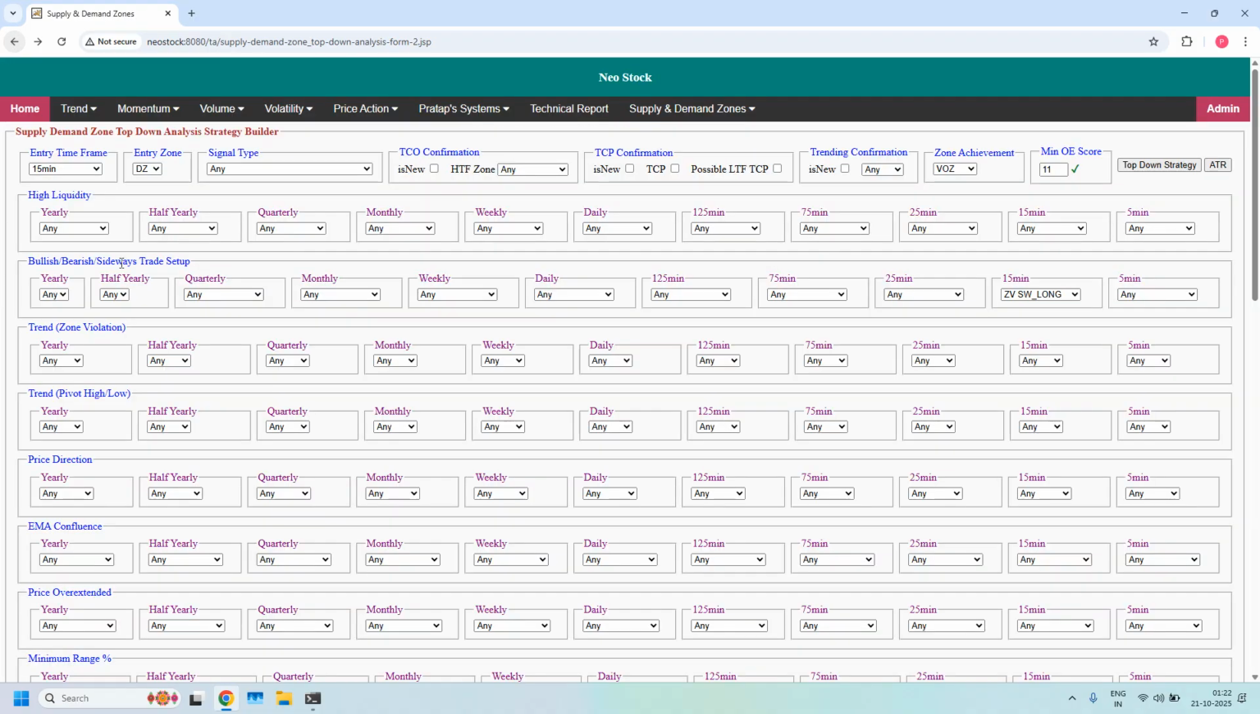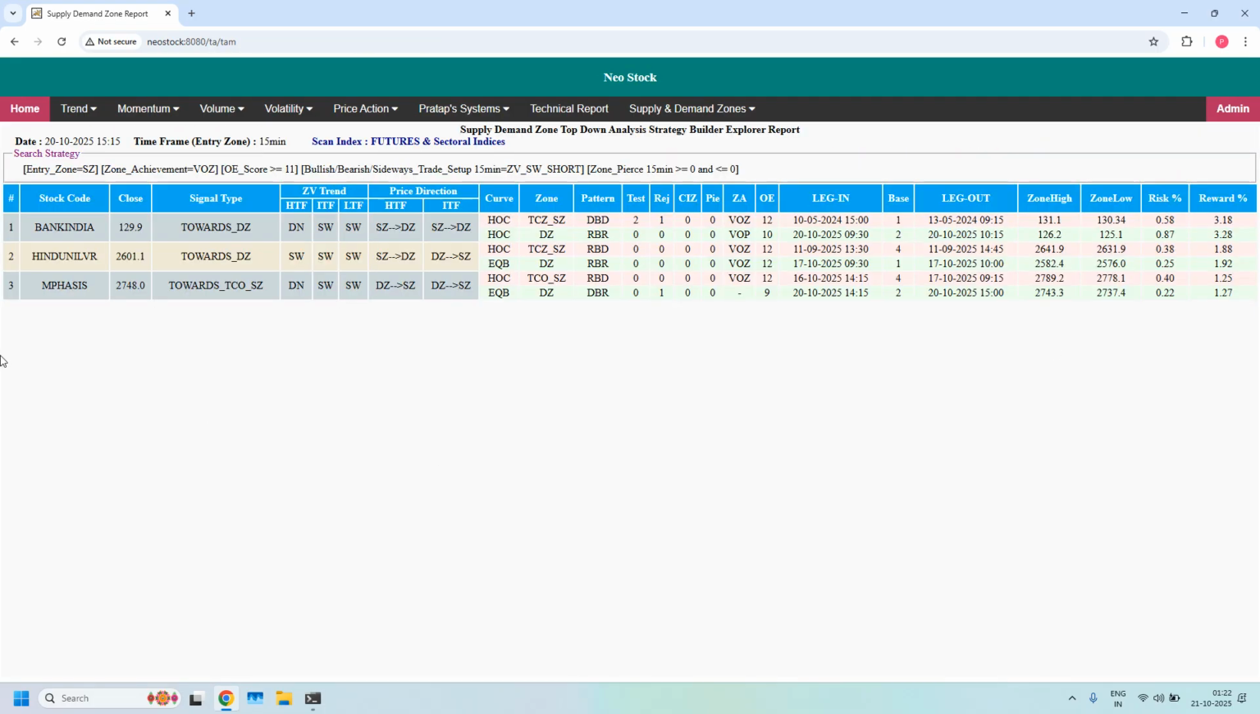Okay, next sideways short trade setup. Changes are 15 minutes supply zone and sideways short. Let's filter. We got 3 stocks supporting the sideways short trade setup. Entry time frame zones are 15 minutes supply zones. You should plan trades in these zones only if less than 30.3 video checklist items are satisfied. Otherwise, zones might be violated.